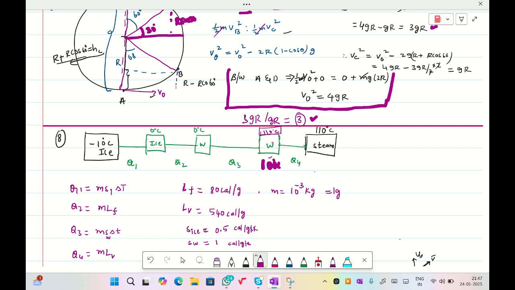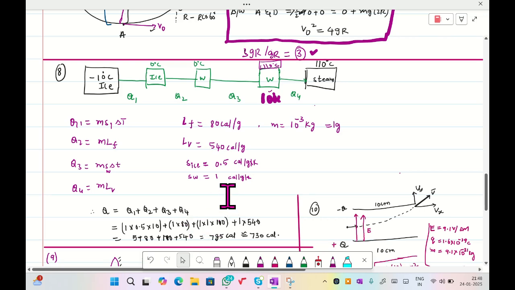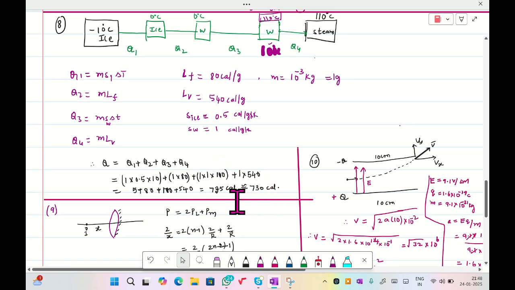And same for water at boiling point converting into steam, latent heat of vaporization you have to consider, means you have to add. So all these values you add, you will get 735 if you take 110. If you take 100, it is 725. So these two answers are not there. So it will be 730, the nearest value, 730.